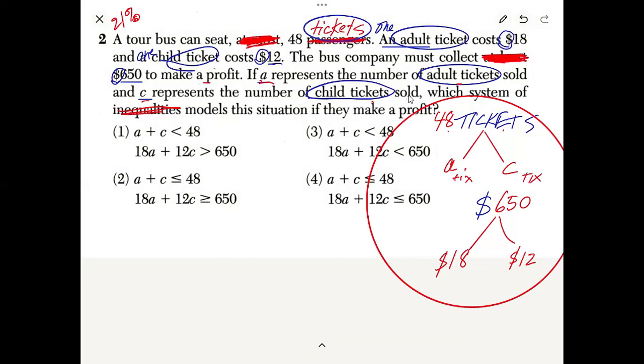So this is going to be A plus C is equal to 48 tickets. Now the units, again, they have to match. The A units are tickets and the C units are tickets. So tickets plus tickets gives me tickets. The number of adult tickets plus the number of children's tickets equals the 48 tickets that we sold. So that's the first equation.